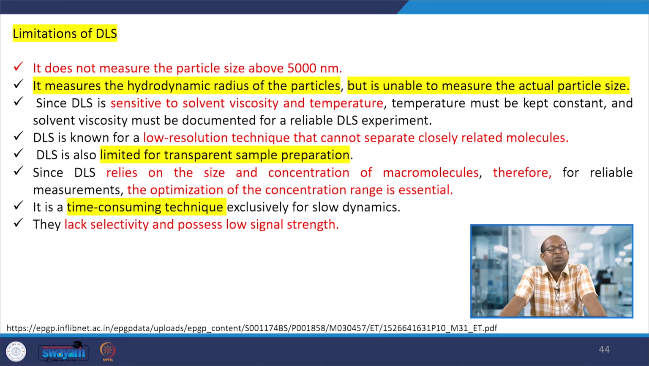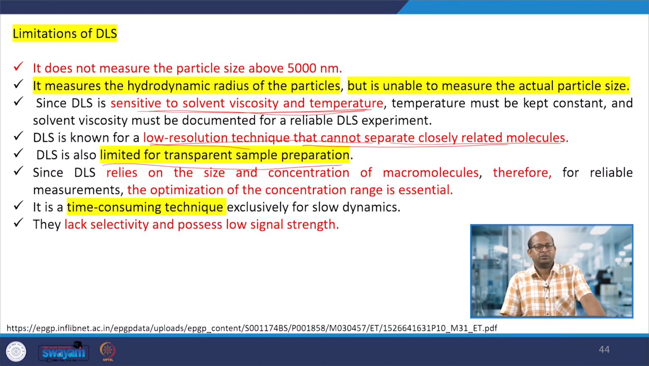In this dynamic light scattering technique, DLS, there are some limitations. It does not measure particle size above 5000 nanometers, and it is very sensitive to solvent viscosity and temperature. If we vary the solvent viscosity or temperature, the DLS spectra will also change. DLS is known as a low resolution technique that cannot separate closely related molecules, and it is limited to transparent sample preparations. Whatever sample you prepare must be transparent. If it is highly concentrated, it is difficult to get the spectra.